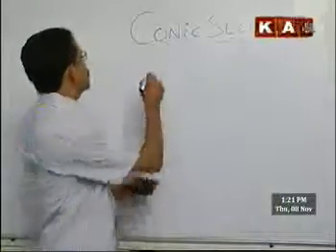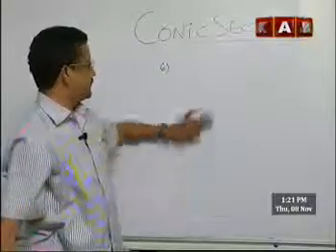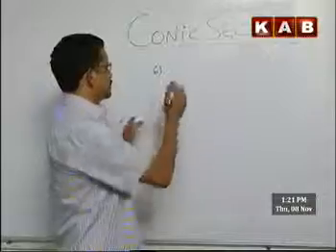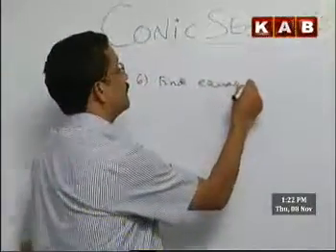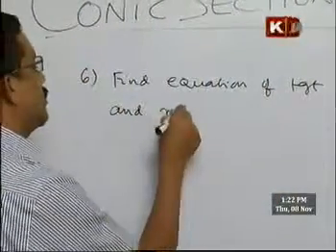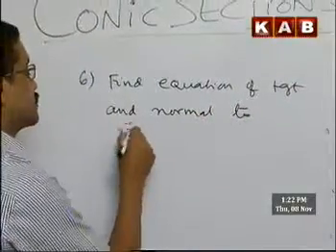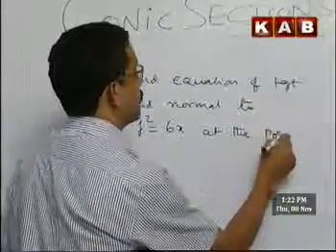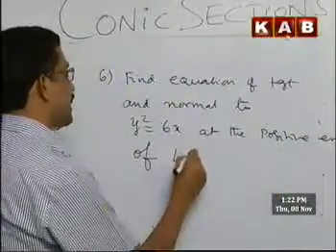Let us see the sixth question, how he is asking us. Please look at the sixth question. These are all important models, please concentrate on them. The sixth question is, find equation of tangent and normal to y square is equal to 6x at the positive end of latus rectum.